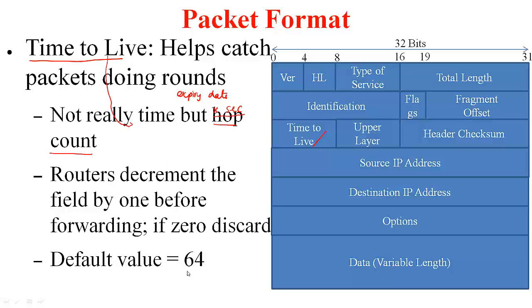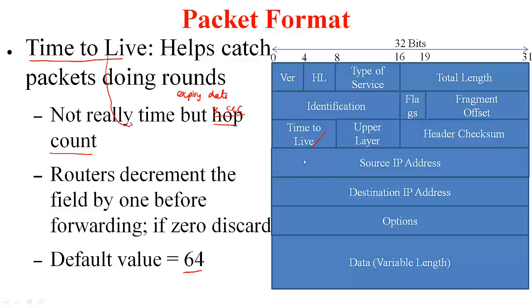So basically you start out with a default value here. Whenever the source generates this particular datagram, it sets the time to live equal to 64. The hope here is that the number of hops between the source to destination will always be less than 64 hops. So if it is taking more than 64 hops, that means it is doing rounds. So let's drop this particular packet.